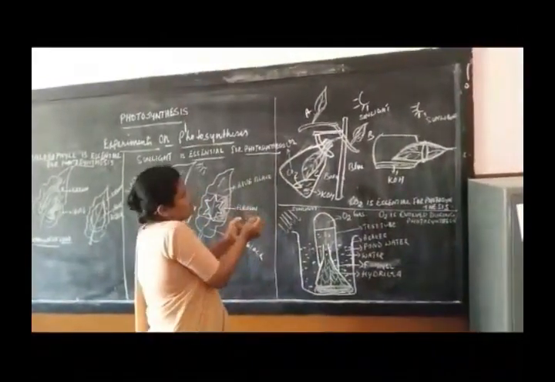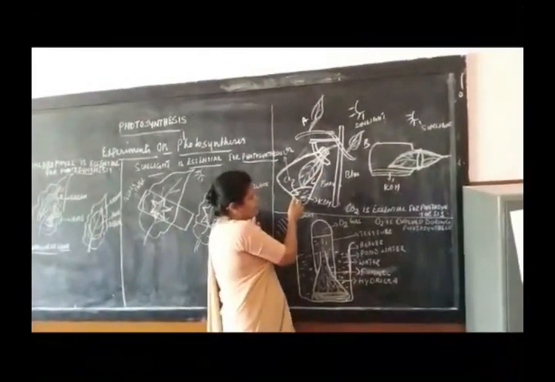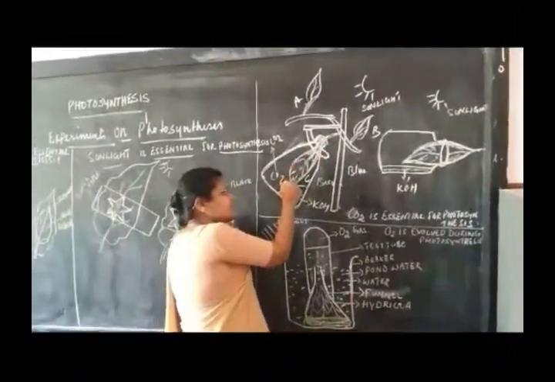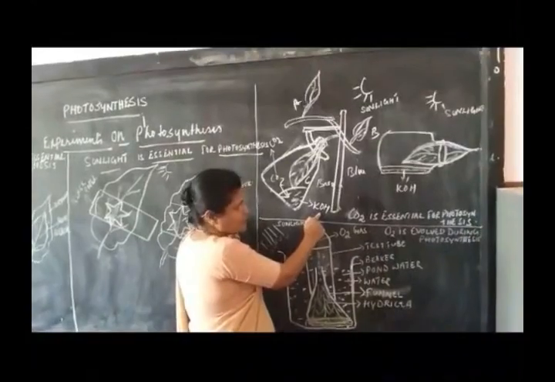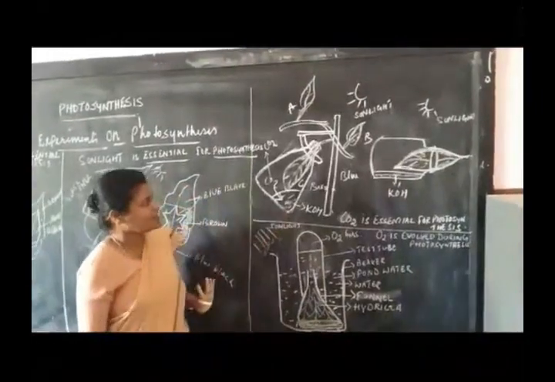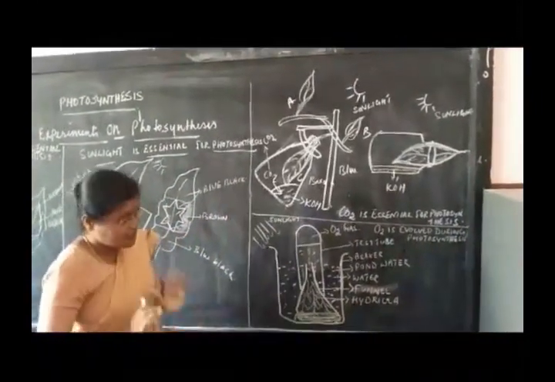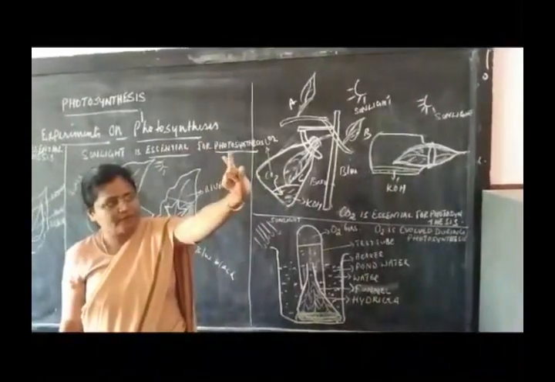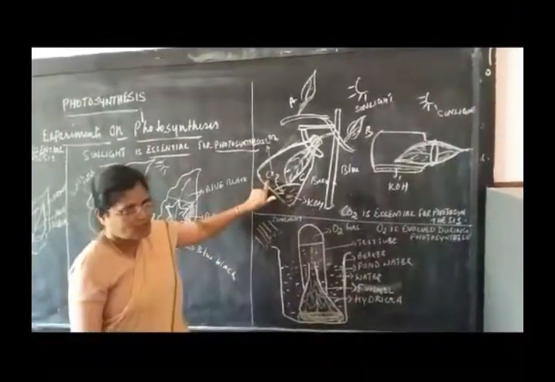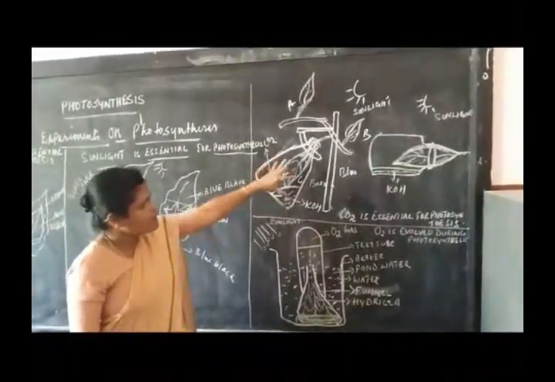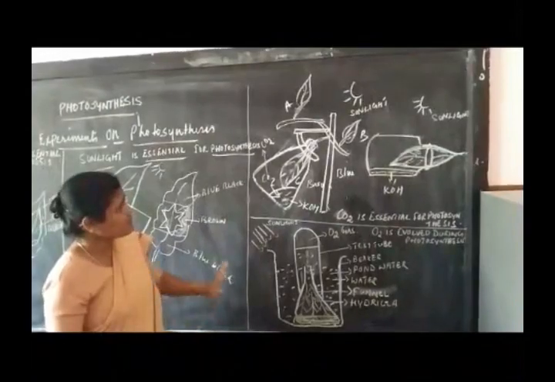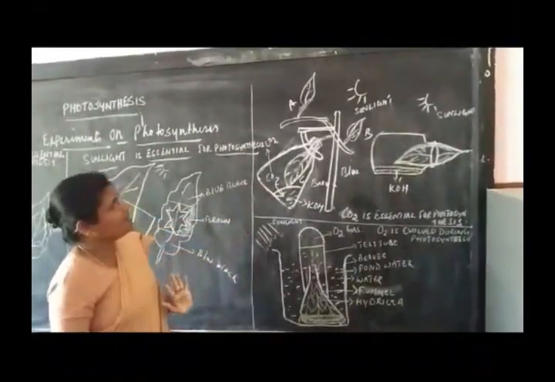One of the leaves you are inserting into the flask which contains potassium hydroxide. So the leaf C is inserted into the flask. So you have the leaf A, leaf B, leaf C. And I told you the property of potassium hydroxide is to absorb carbon dioxide, which means the leaf C will get chlorophyll, will get water, it will get sunlight, but it will be deprived of carbon dioxide. Why? Because whatever carbon dioxide is present inside the flask is being absorbed by potassium hydroxide. So the leaf C is deprived of carbon dioxide.